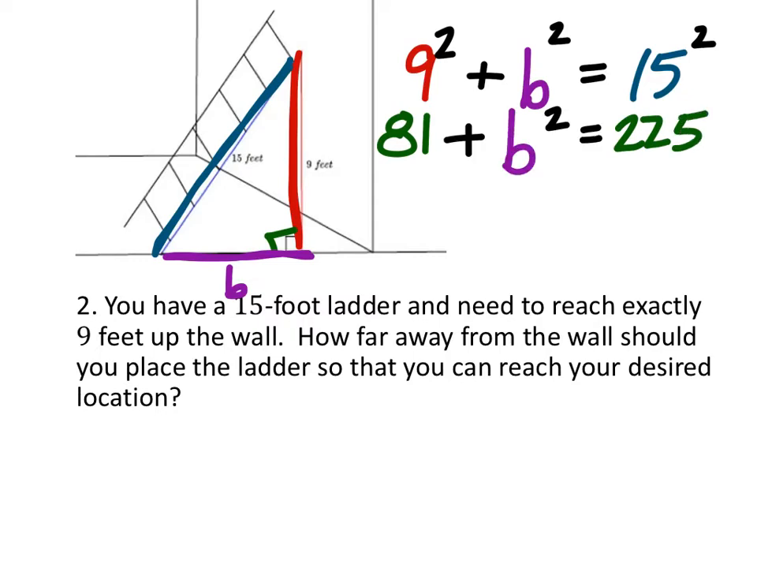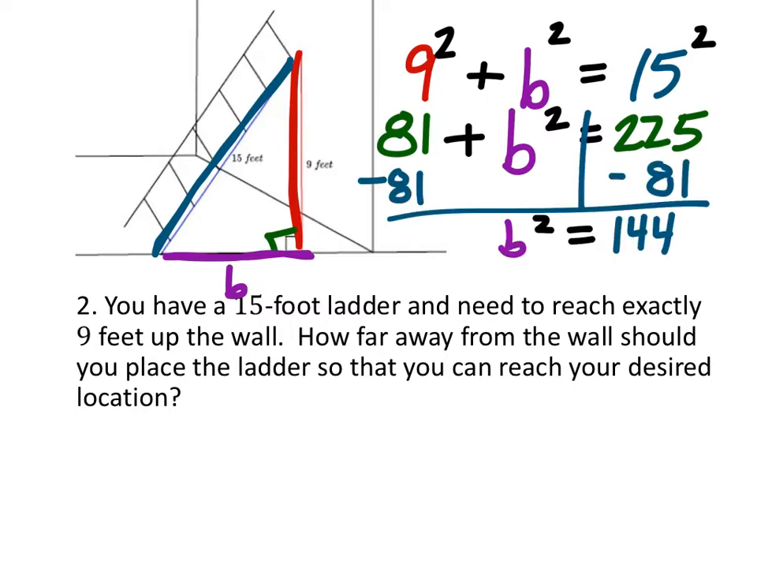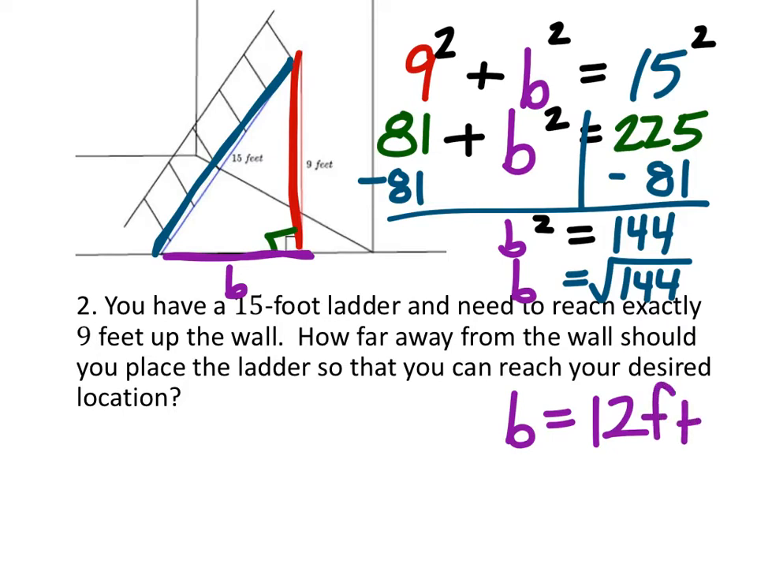So to solve for B, I'll subtract 81 from both sides. Now to solve for B, I'll square root that area. So that's going to be the square root of 144, which, if you put it in the calculator, will give you 12. But be careful on this one, you guys. This is a word problem, so I'm going to have to label that as 12 feet. So the answer to how far away from the wall should you place the ladder so that you can reach your desired location is 12 feet in this scenario.